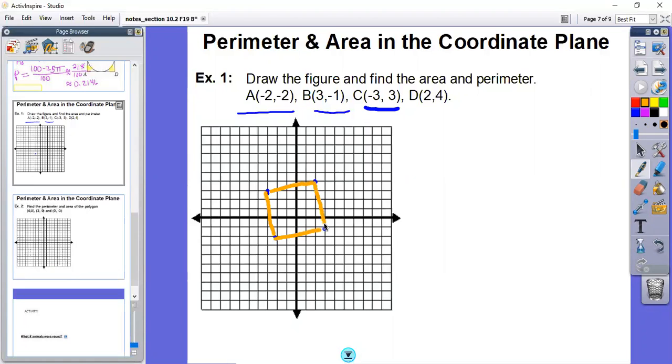So we have some kind of quadrilateral. I can't be sure what kind of quadrilateral just yet, so I'm gonna count the slope of each line, and then I'm gonna decide whether it's a parallelogram or not. I'm also gonna label these. So A is down here in the third quadrant, and then B is over in the fourth quadrant, and C is over here, and D is over there.